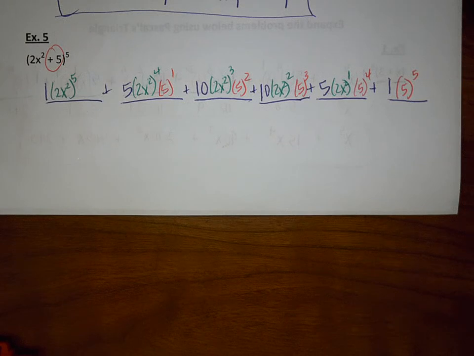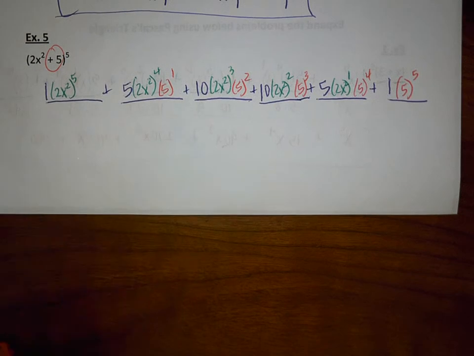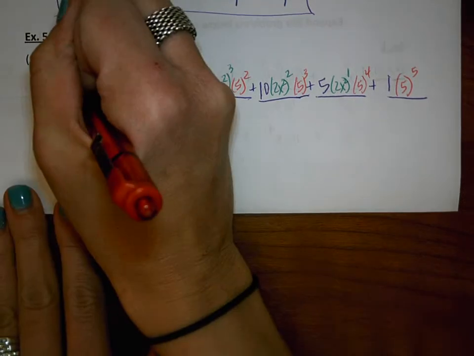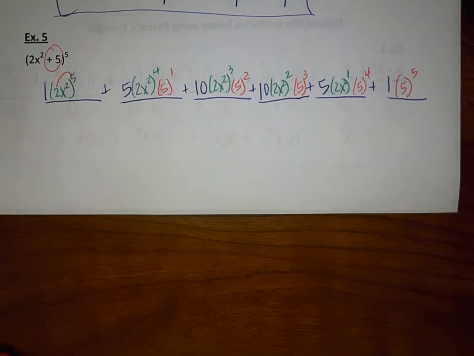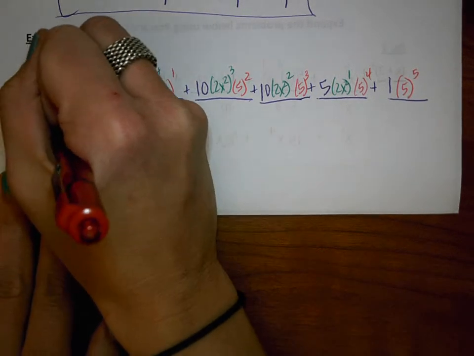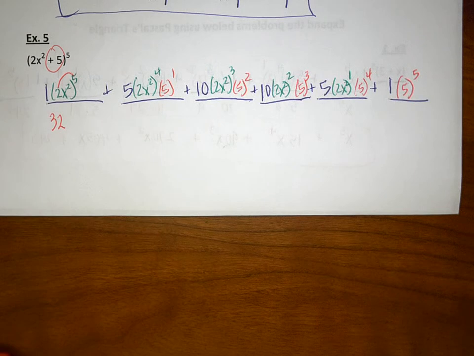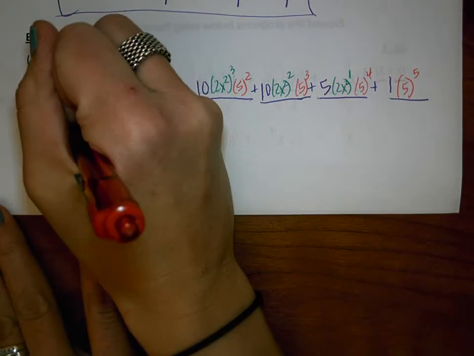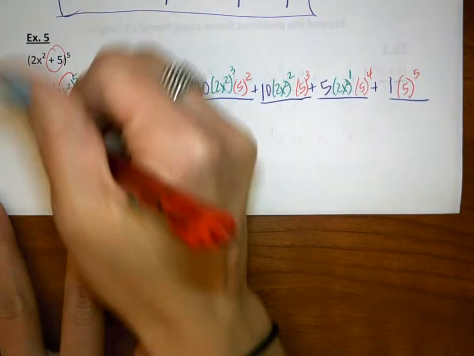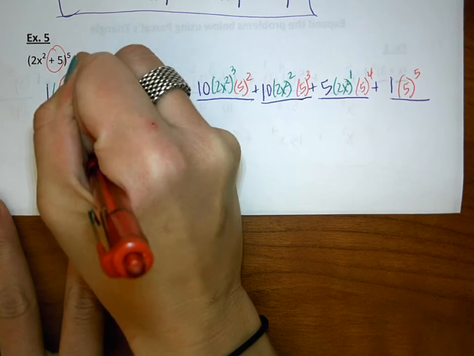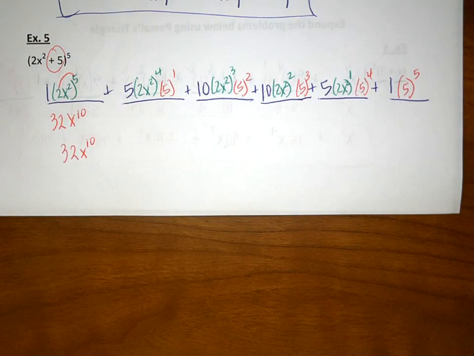Okay. All right. So last one here. As we go through here, 2 to the 5th power is what? You guys should know this one. We do it all the time. 32. So we have 32, and then powers to powers we multiply, so we get x to the 10th. Okay, so I'm just going to bring that back down. 32x to the 10th.